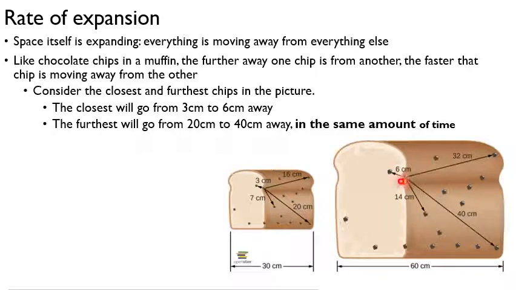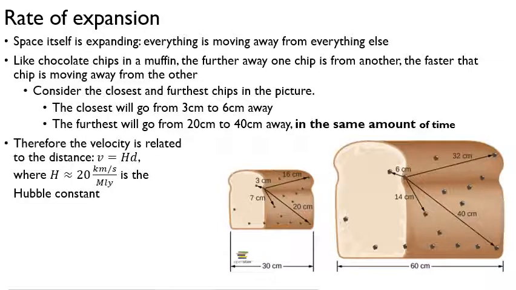But the closest chip went from 3 to 6 centimeters in some short amount of time. The one that's further away went from 20 to 40 centimeters in the same amount of time, right? So it covered much more distance in the same amount of time. If this took an hour to bake, then the closer chip would be moving at 3 centimeters per hour, whereas the further chip is moving at an average speed of 20 centimeters per hour. Okay, so then the same thing is going to be true for our universe. The galaxies and galaxy clusters that are closer to us are receding at some velocity. The ones that are much further away are receding from us at an even higher velocity. Just like chips in the muffin.